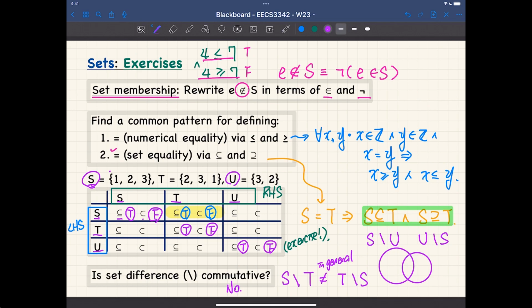Let's say I put S over here, I put U over here, okay? And what's really the intersection between the two? 2 and 3, agree? 2 and 3, that's the intersection. And what will be this part over here?